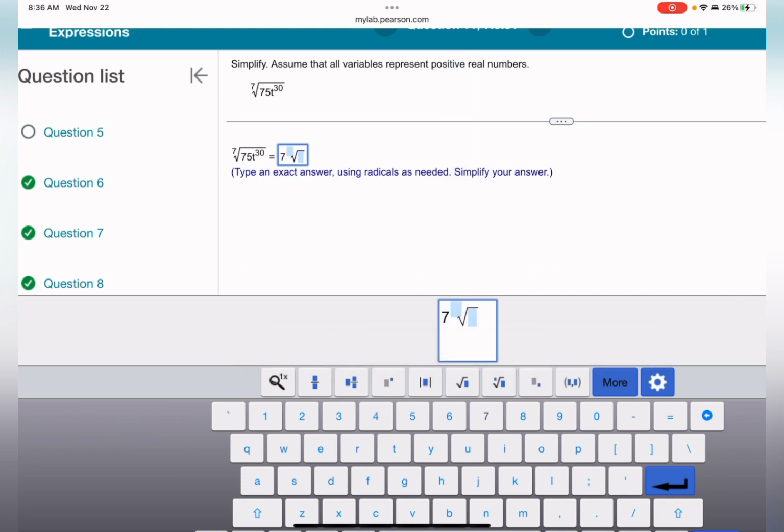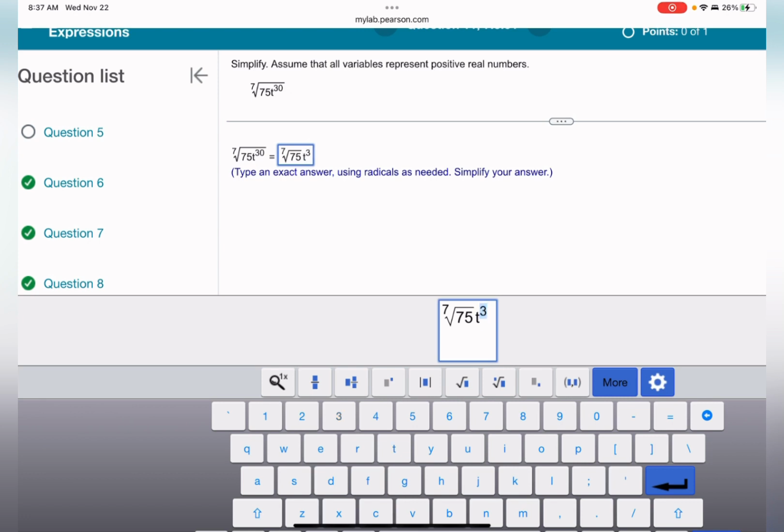Let me clean and start over again. Sorry. Radical, okay, 7. Right away, you can't move anything, and underneath is 75. And we have t to the power 30. So 30 divided by 7 is going to be 4, so we get t to the power 4 separated out.